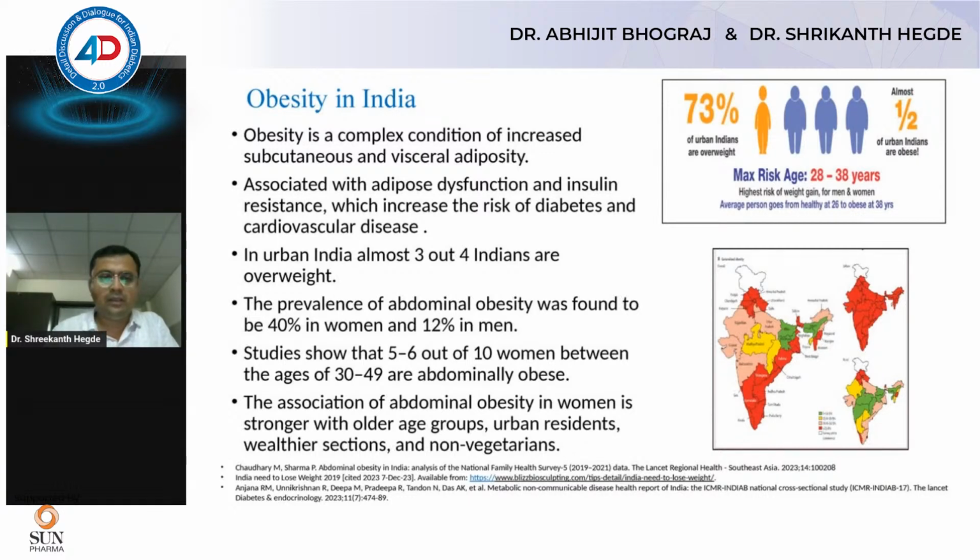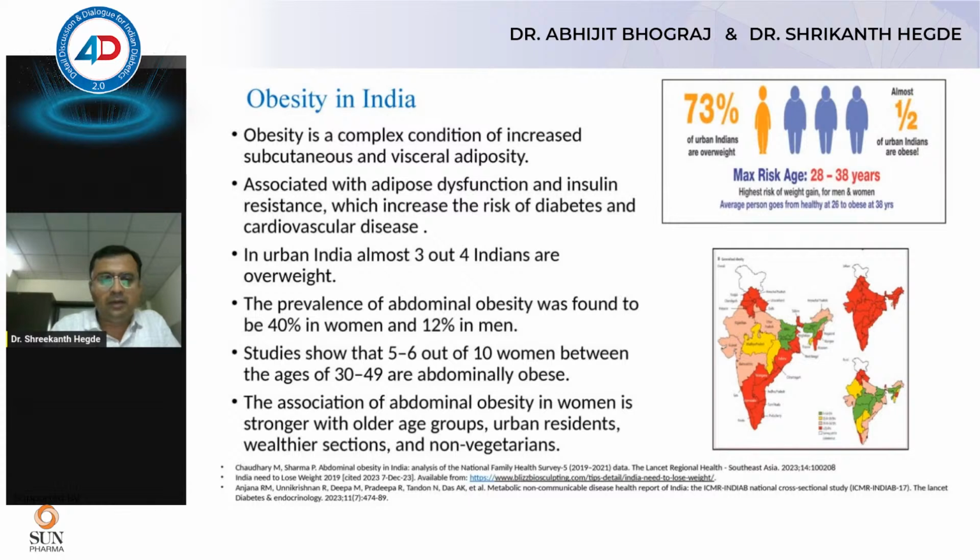So obesity is a complex condition in which there is increased deposition of fat in the subcutaneous tissue and also in the visceral environment. So visceral adiposity. So what does it do? It increases the insulin resistance, which is one of the most key factors in developing all the cardiovascular disease and diabetes and many other things. The root cause of this is insulin resistance.